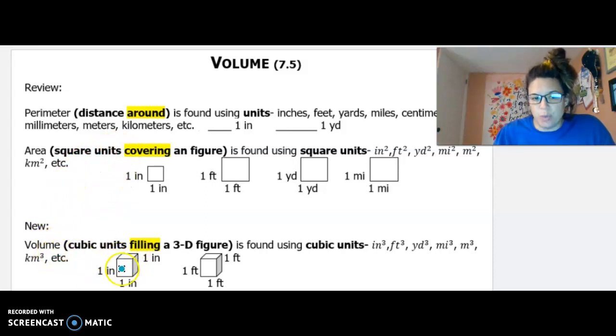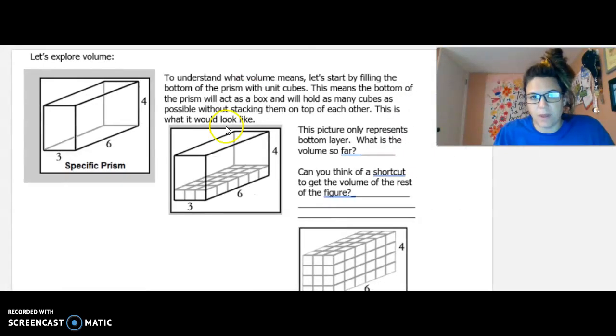Volume, we're using a cube. So it's three-dimensional. It has a length, a width, and a height, and those length, width, and heights are the same in this cubic inch right here. Every side is 1 inch long. It's a cubic inch. This is a cubic foot. And in volume, we are taking these and we're filling up something with cubes. Okay?